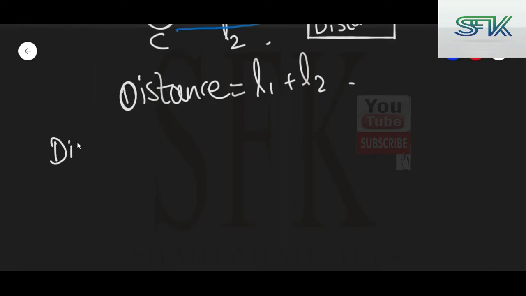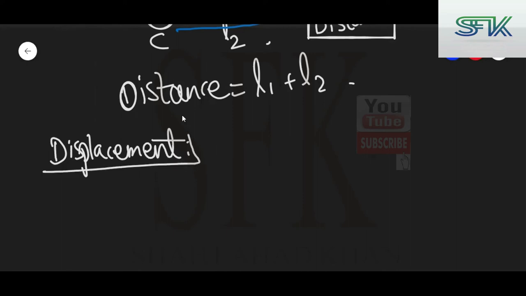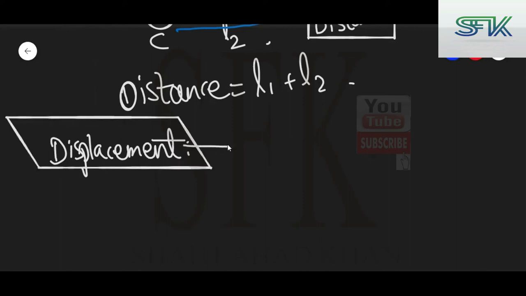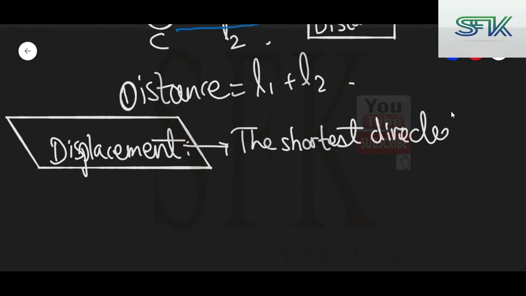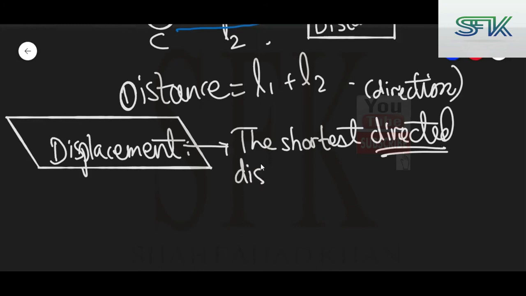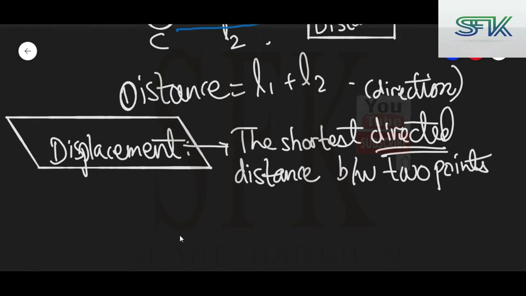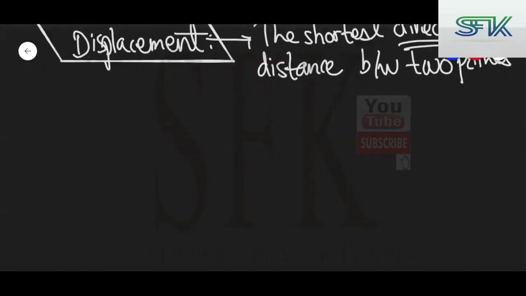But now if you talk about displacement, what is displacement? Displacement by definition, okay, I'm writing down the definition of displacement. This is actually important, okay? Displacement is actually the shortest directed distance. If you look at the definition, there is the word directed in it. Directed is referring to the direction, correct? So the shortest directed distance between 2 points is known as displacement, okay?